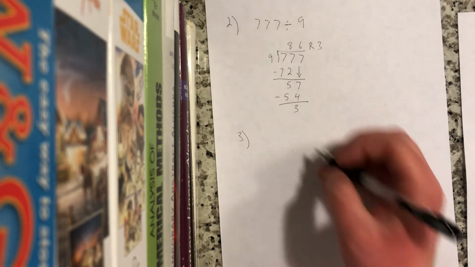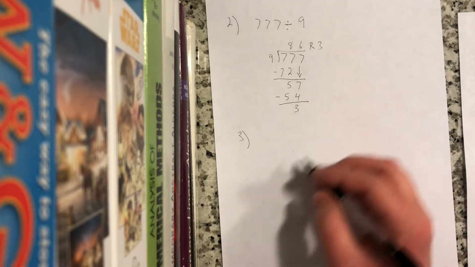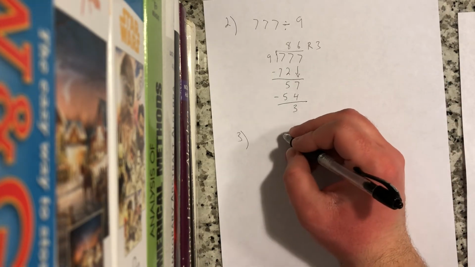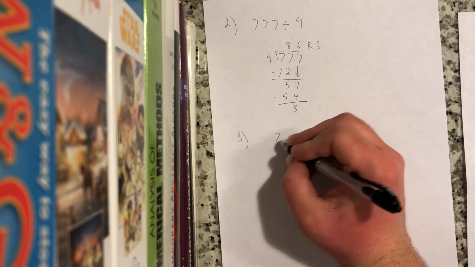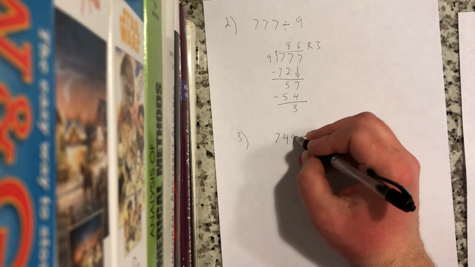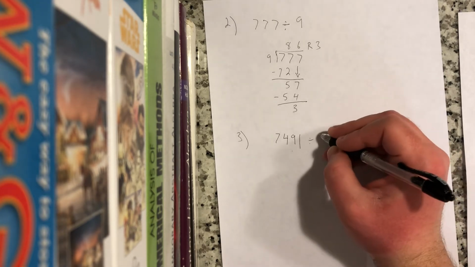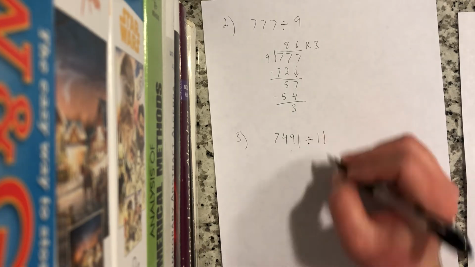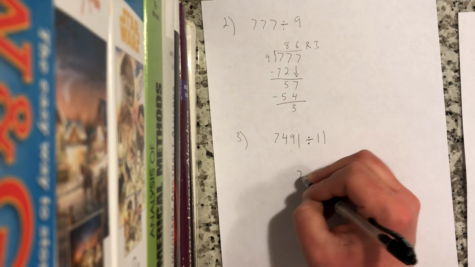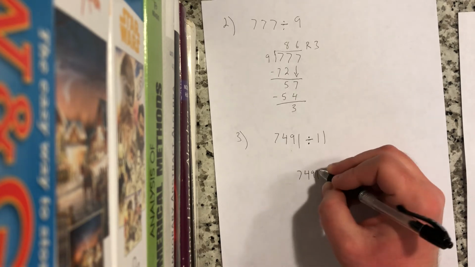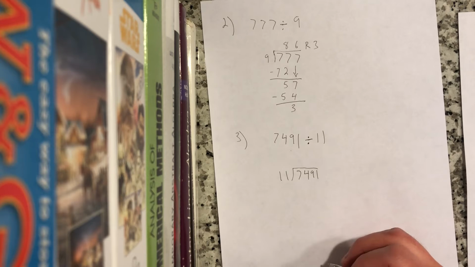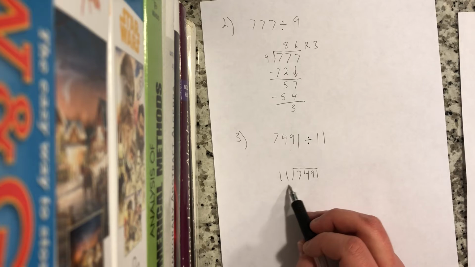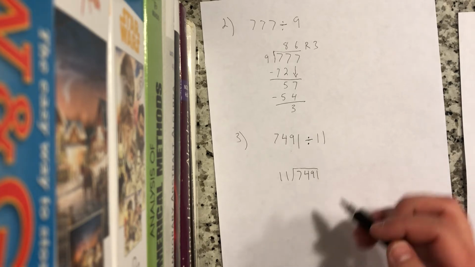Let's do one more problem here, and then I will let you guys try some problems on your own. So let's try 4-digit divided by 2-digit. So let's do like 7,491 divided by 11. Okay, so we're going to have 7,491 and then divided by 11. So the first step is, how many times does 11 go into 7? That's 0.